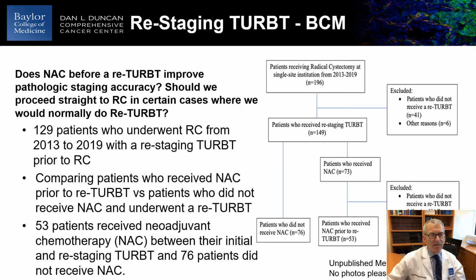So we had a decent-sized group of patients, 129, all with restaging TURBT prior to cystectomy. We compared patients who received neoadjuvant chemotherapy to those that did not. We had 53 that had NAC between their initial and restaging TURBT, and you can just see the CONSORT diagram here on the right. This is unpublished data, so I would appreciate you respecting that.